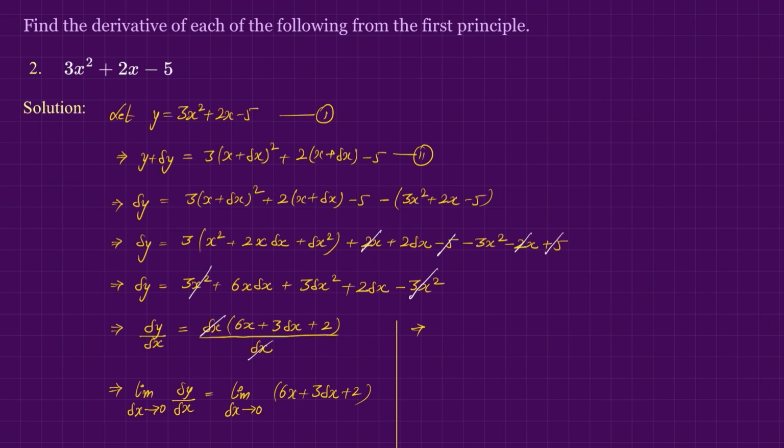So this implies on the left hand side, limit delta x tends to 0, delta y over delta x is dy over dx equals to, on the right side, if I put the value of delta x as 0, then we will get 6x plus 3 into 0 plus 2. So this implies dy over dx equals to 6x plus 2. So this is the answer for this question. That means the derivative of 3x squared plus 2x minus 5 is 6x plus 2.